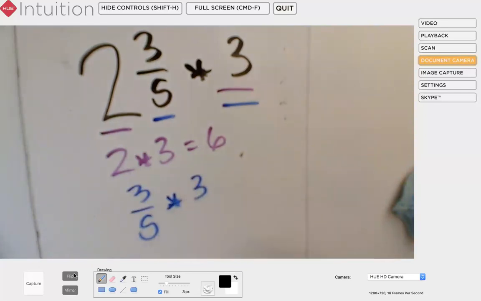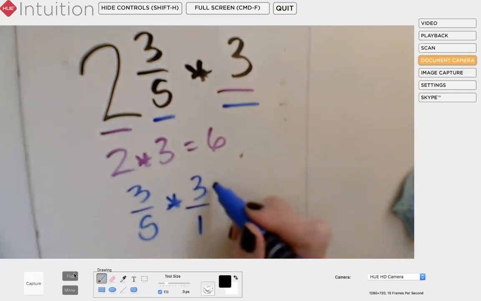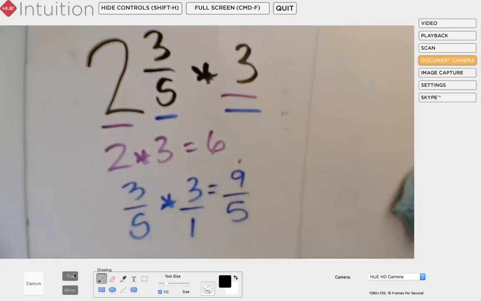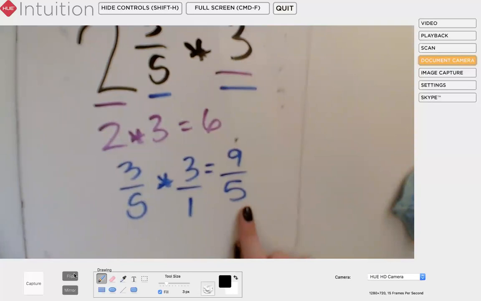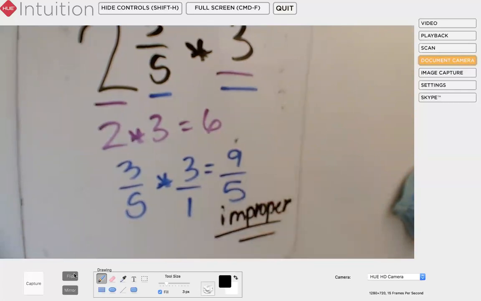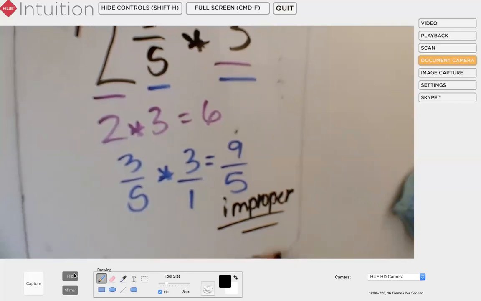Well, I know that's a whole number, so I'm going to make it over 1. And this would give me 9/5. Now, while you're looking at this, you're probably thinking, Mrs. Bell, that is an improper fraction. It is improper. You cannot keep this fraction as 9/5. We have to convert it back to a mixed number. Well, we know how to do that.